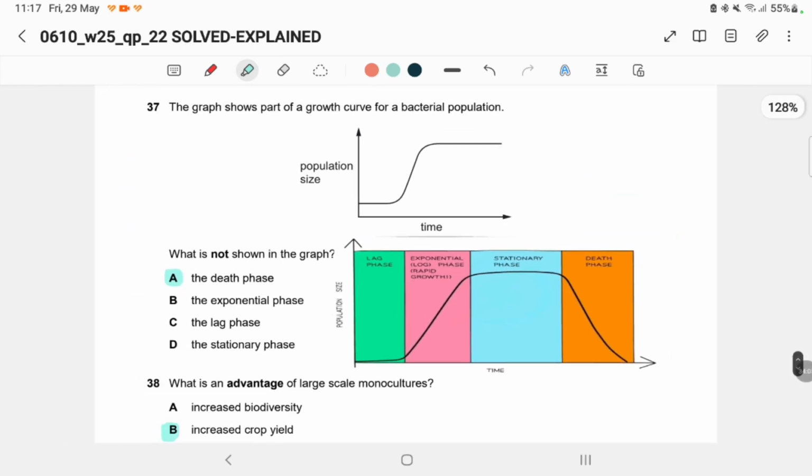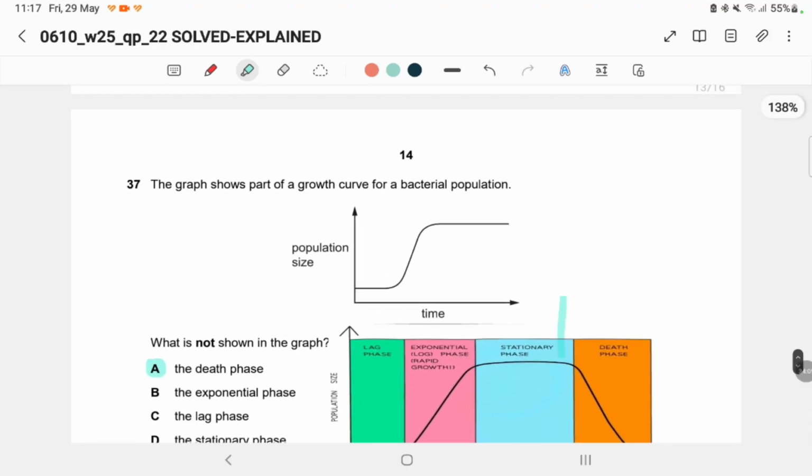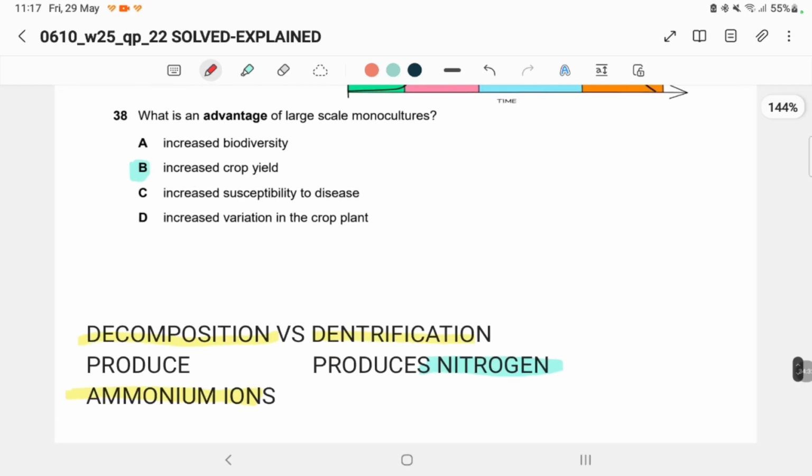Now moving on to question number 37. What is not shown in such a graph? As we can see here, I have first my lag phase, my log or exponential phase, and my stationary phase. What is really missing is the death phase. The death phase is missing here. So we need to refer to the death phase, and it is not shown in our graph, so we need to complete it for you just to understand. It was not shown actually.